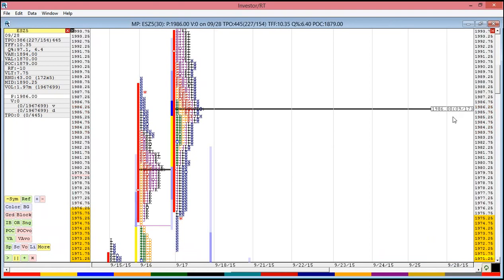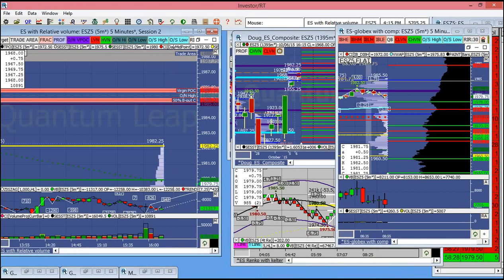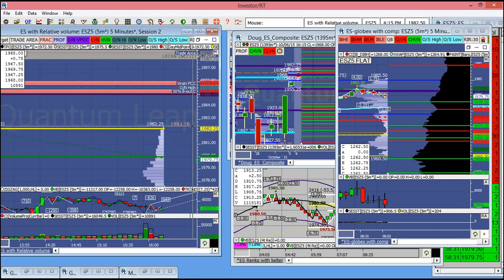We have that naked virgin point of control. So we've got lots to the upside. And so I would be watching this 82 level, extremely close is 82.